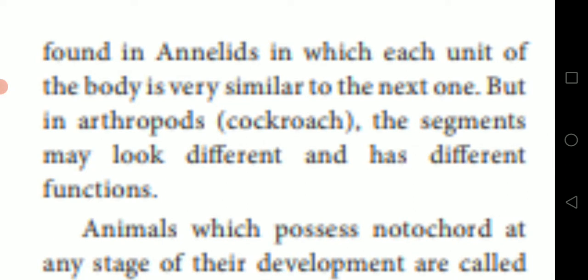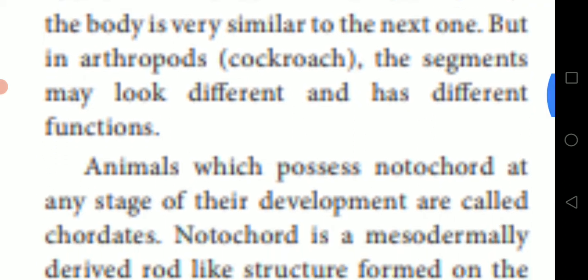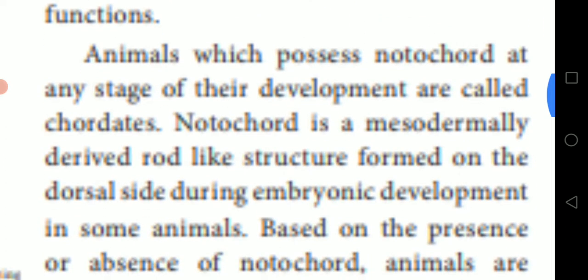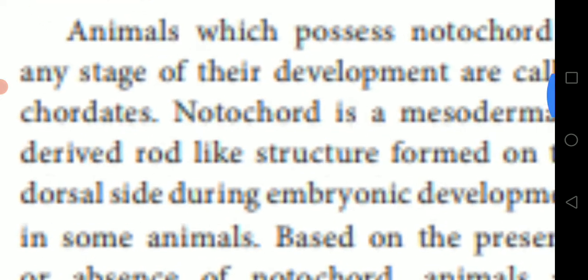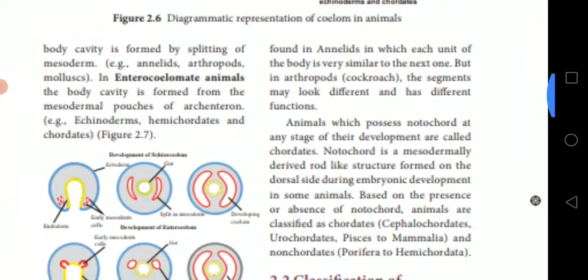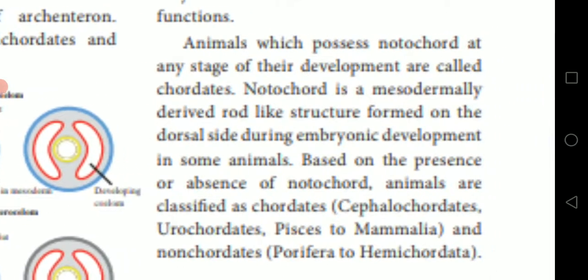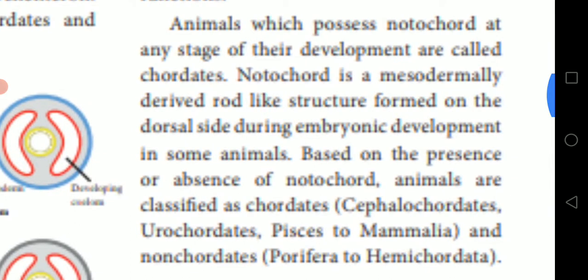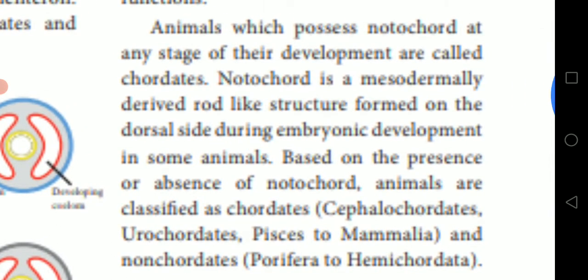The simplest form of segmentation is found in annelids, in which each unit of the body is very similar to the next ones. But in arthropods, like the cockroach, arthropods meaning joined legs, the segments may look different and have different functions.